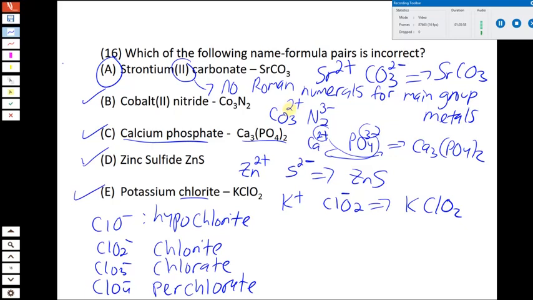This is a transition metal, so that should go in parentheses as a Roman numeral. And so, cobalt(II) nitride. The name of the nitrogen anion when it forms a 3- charge is nitride, IDE, at the end. Okay?